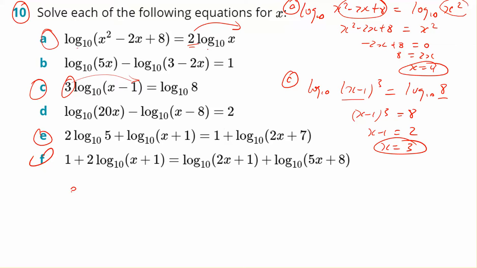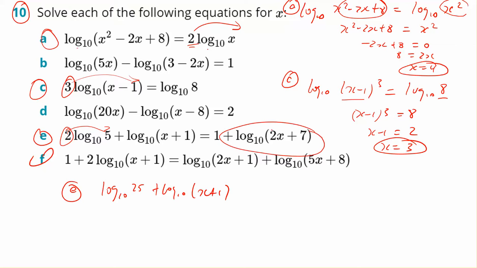For E, we just have to do a bit more work, okay? Because we can see that there's a 2 in front here. I can move it to the top. So that becomes log base 10 of 5 squared, which is 25, plus log base 10 of x plus 1. What I can do is subtract this from both sides. So I'm going to subtract log base 10 of 2x plus 7, equals 1.